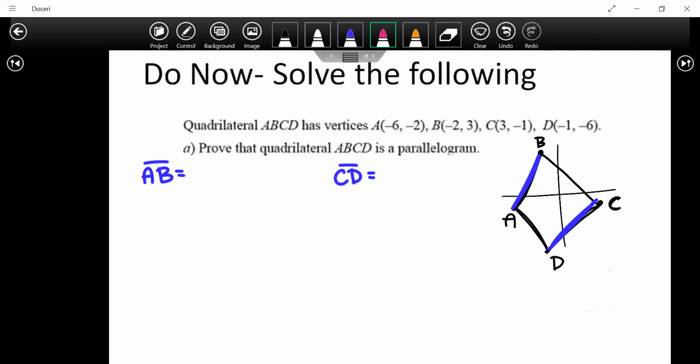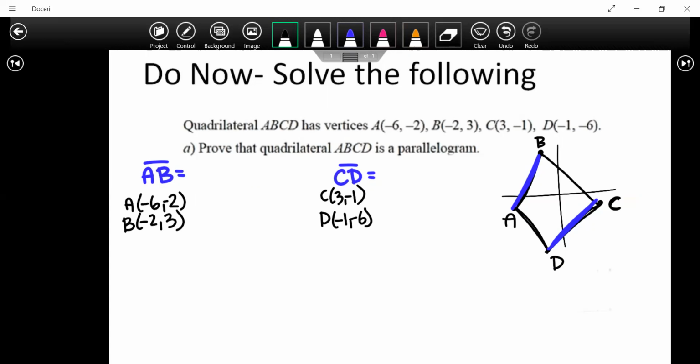If they're parallel, what should our conclusion find? What are we going to see? They have the same slope. Let's organize a little bit more. I'm going to put A down here. A is going to be -6, -2. B is going to be -2, 3. C is going to be 3, -1. D is going to be -1, -6.